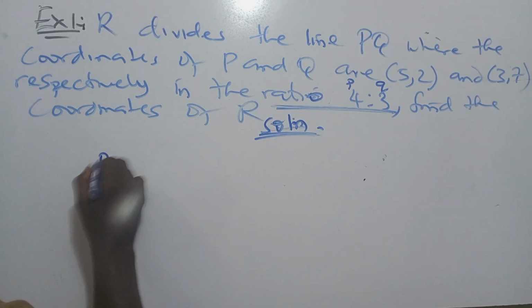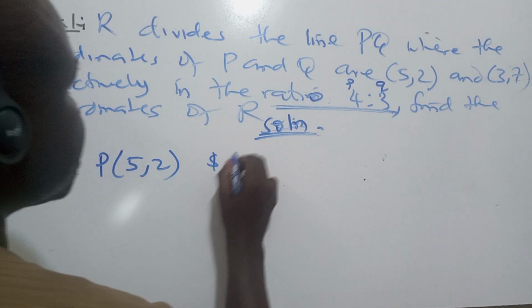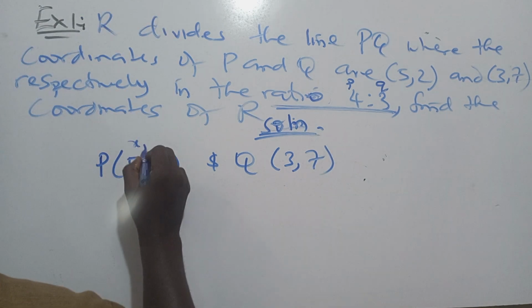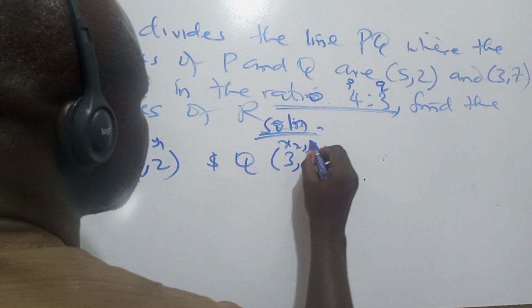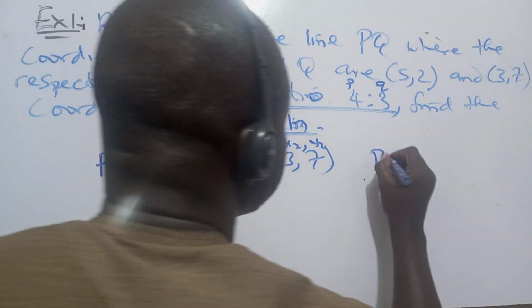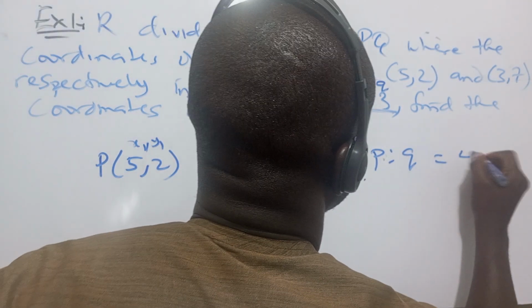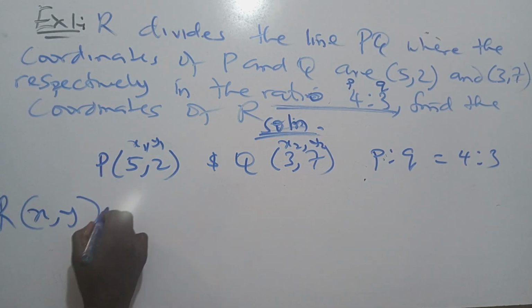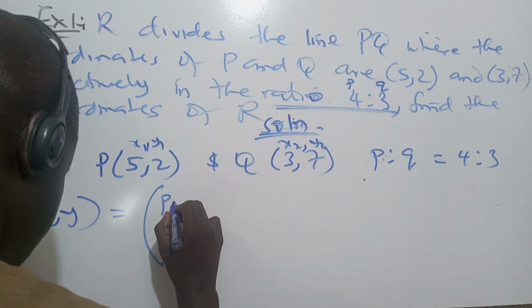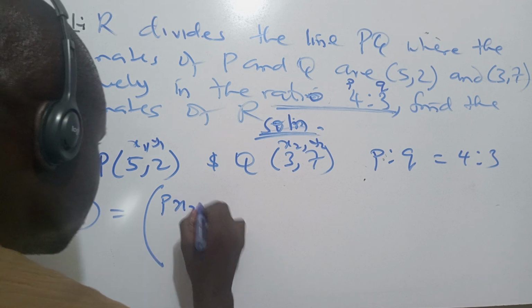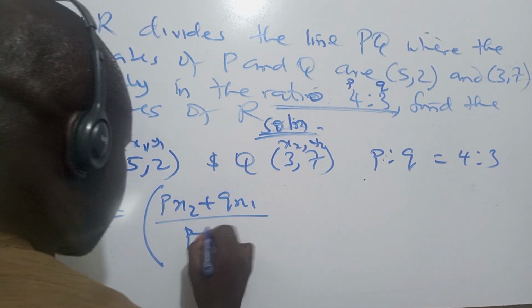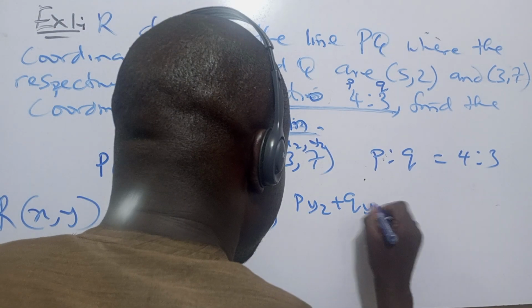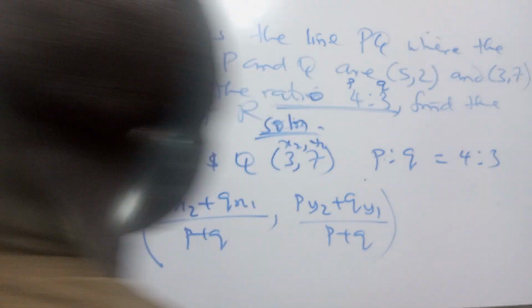So this is what we do. P is equal to (5,2) and Q is equal to (3,7), so these are x1, y1, x2, y2. Then the ratio P:Q is given as 4:3. So the coordinates x comma y of R will be P x2 plus Q x1 all over P plus Q, comma, P y2 plus Q y1 all over P plus Q.